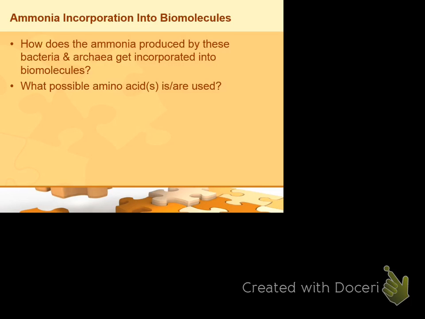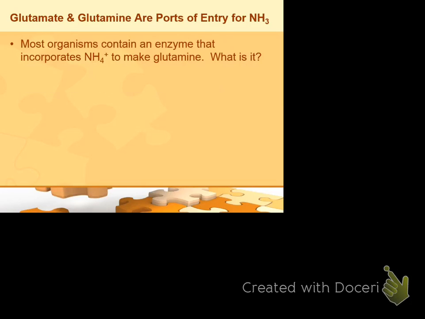Okay, so now we're going to look into how the ammonia produced by these bacteria and archaea gets incorporated into biomolecules, and what possible amino acids get used for this. What kind of amino acids would make sense if you're going to use ammonia? So we're going to be talking about things that have nitrogens in them. It's glutamate and glutamine, which is very similar to the way that we get rid of the nitrogens. They are the ports of entry for the nitrogens.